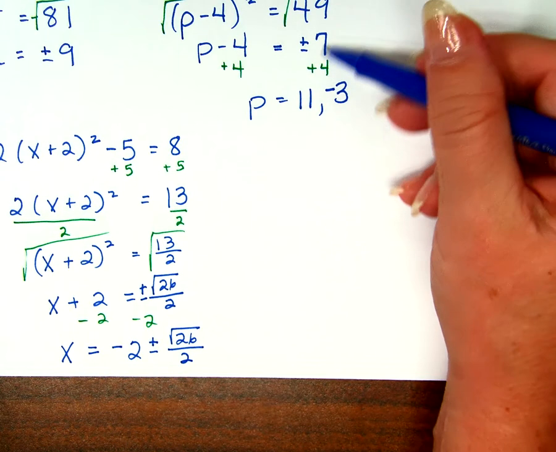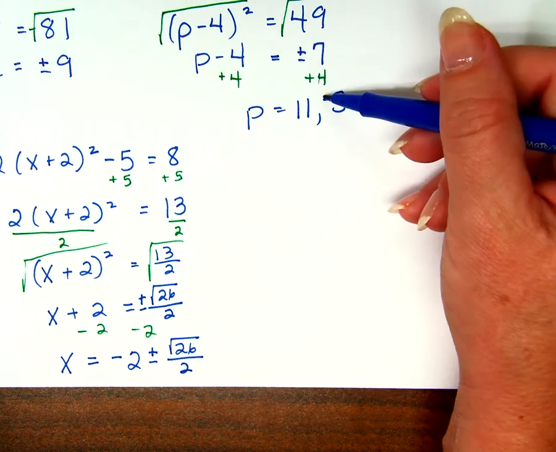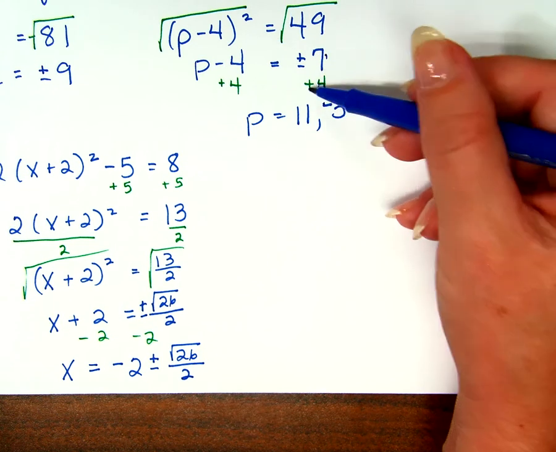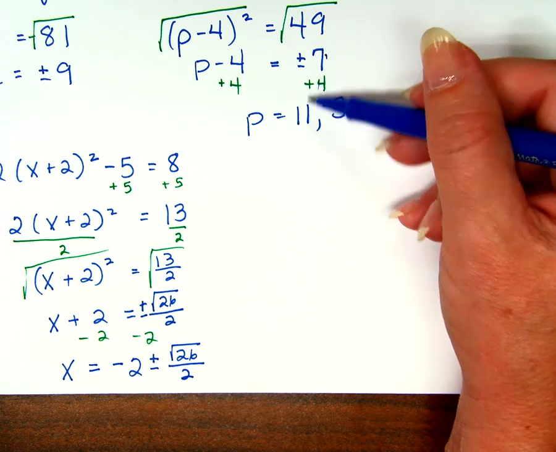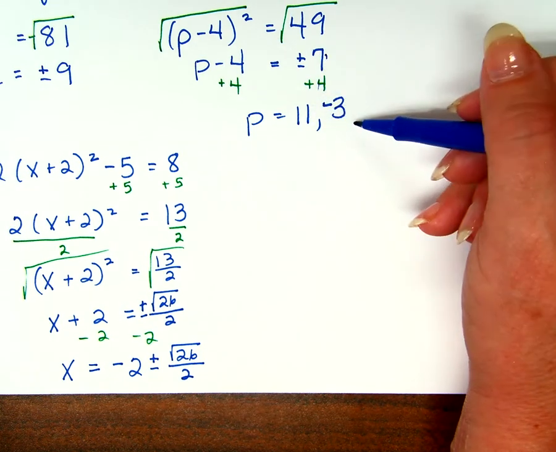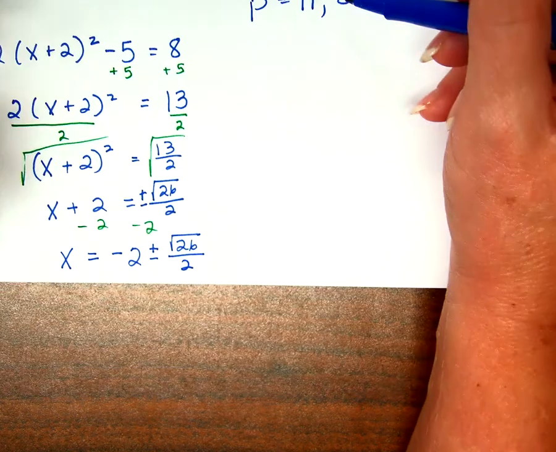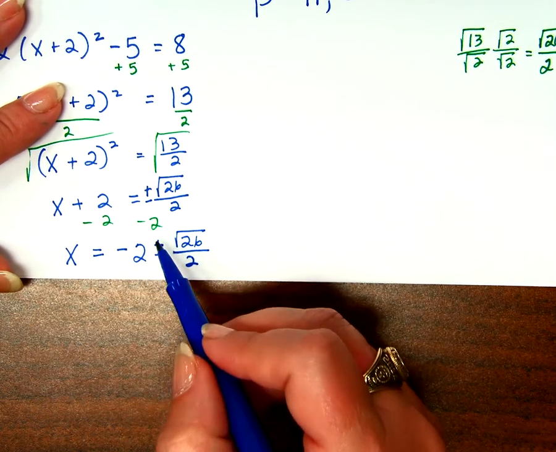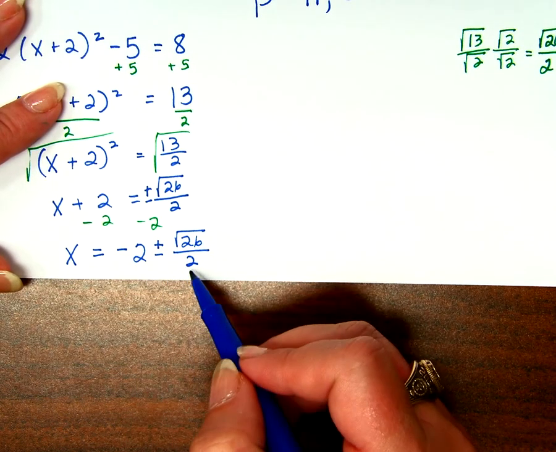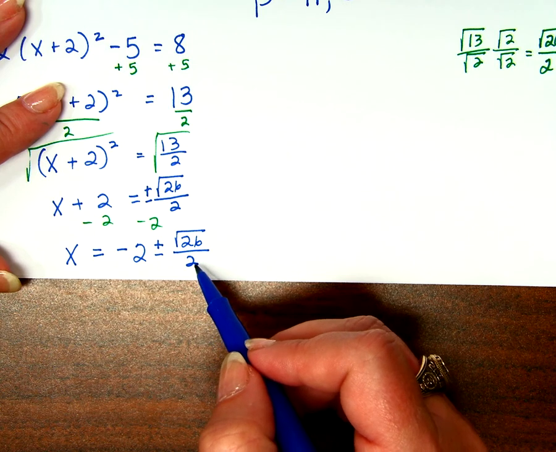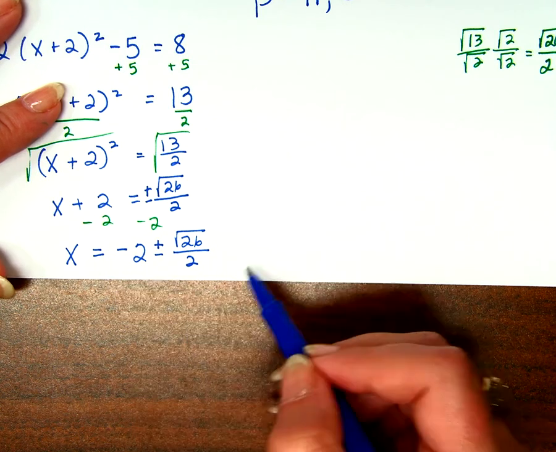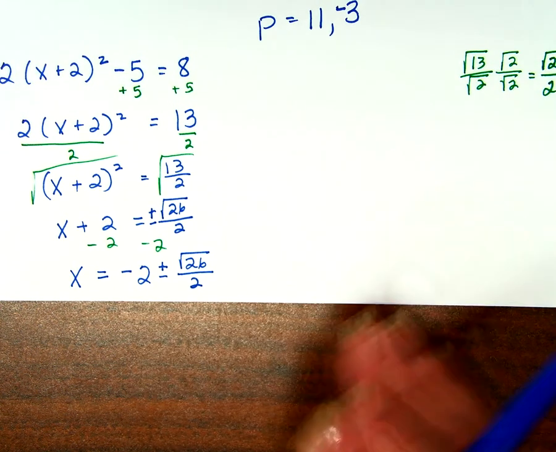Now I want to do this right here if I can, right? Can I do 7 plus 4 and get 11? And negative 7 plus 4 and get negative 3? Guys, is there any way I can simplify negative 2 plus the square root of 26 over 2? No. So is it okay if I just leave it like this? Absolutely.